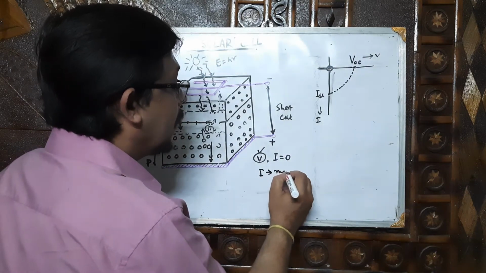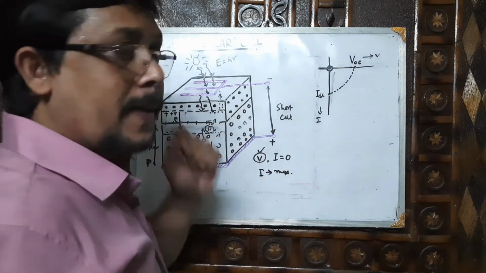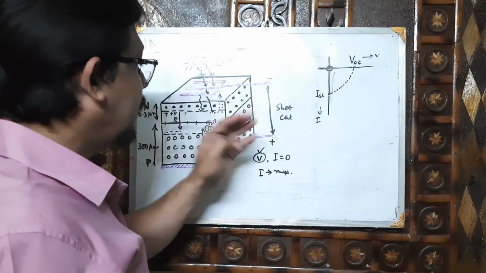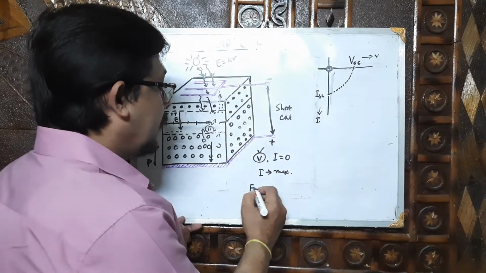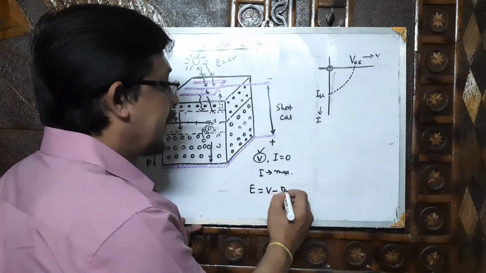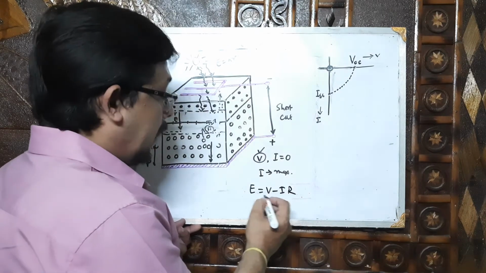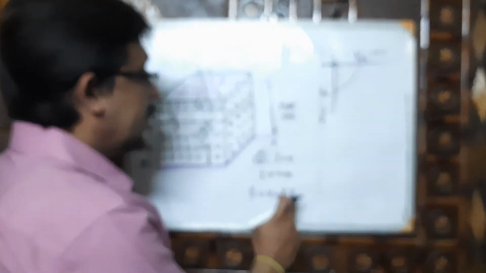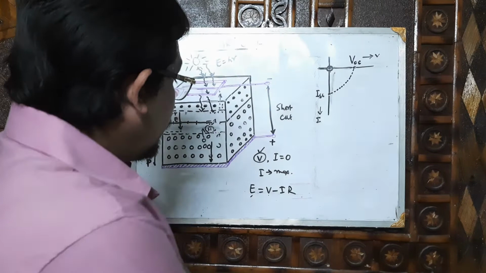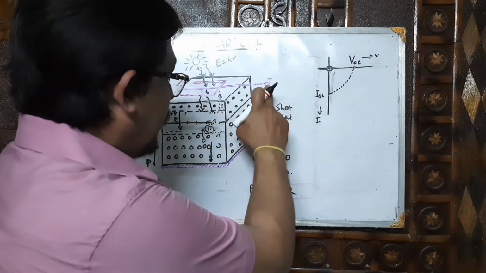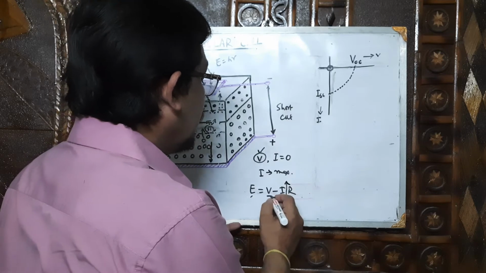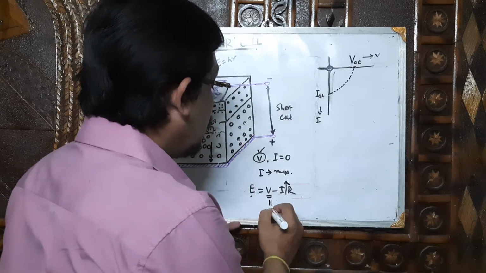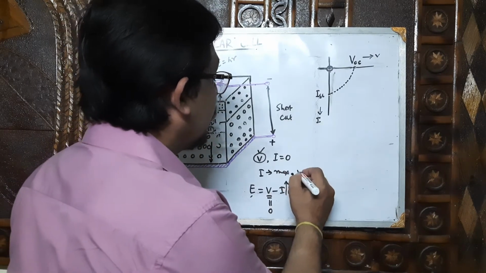So when the current I is maximum, what will be the position of the EMF or voltage? We know one relationship. If you forget, you will get it in Ohm's law again, that EMF E equals V minus I into R. E is the EMF, V is the voltage, I is current and R is resistance. So when I is maximum in short circuit, automatically V will be nearly equal to 0.